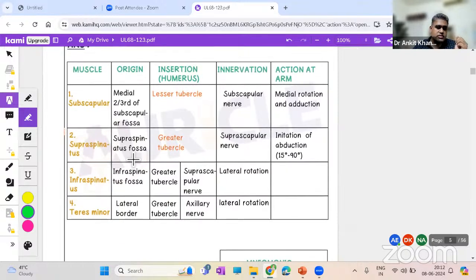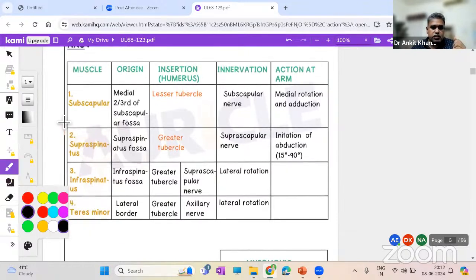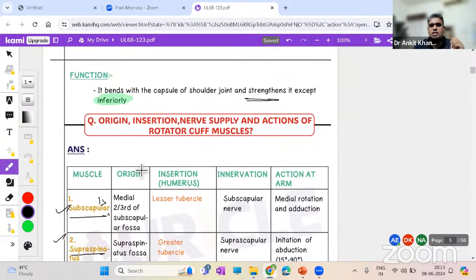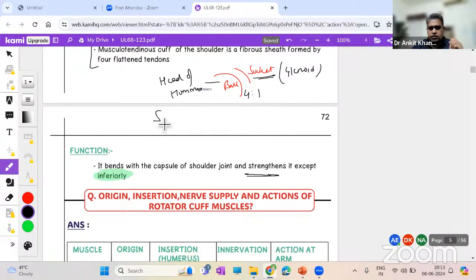These are the 4 muscles. Here you can see these are the 4 muscles 1, 2, 3, and 4, which are a part of rotator cuff, which are subscapularis, supraspinatus, infraspinatus, teres minor. You can learn it with a simple mnemonic, which goes like SITS, sits. S, I, small t, and S.